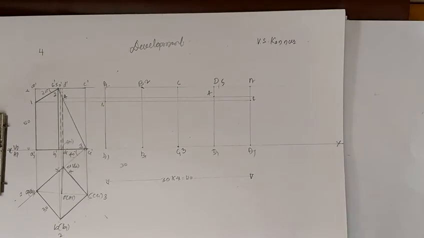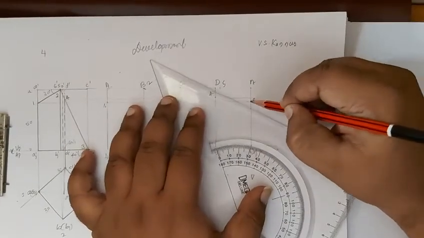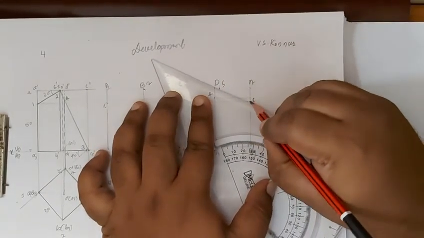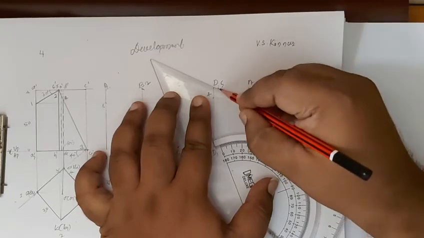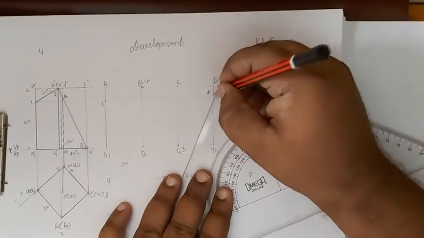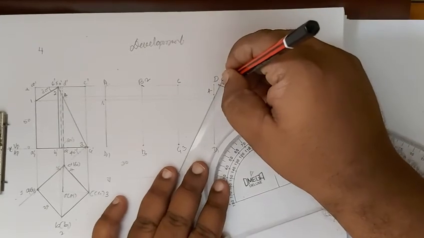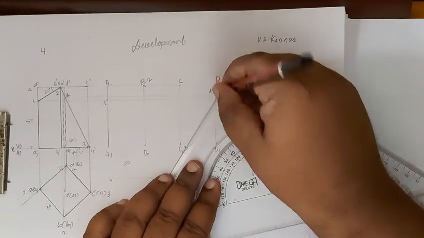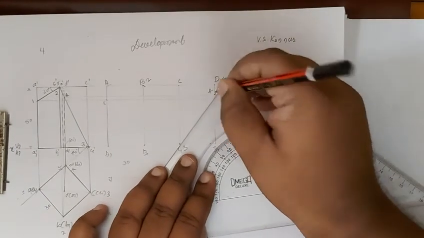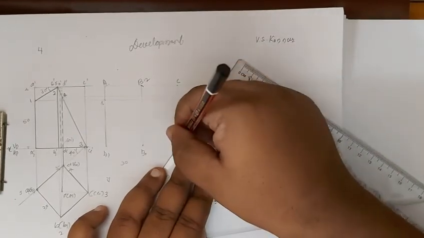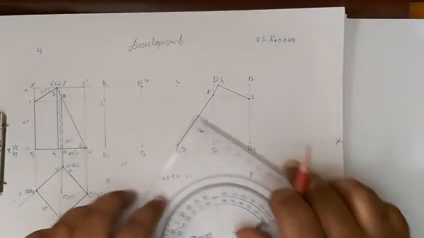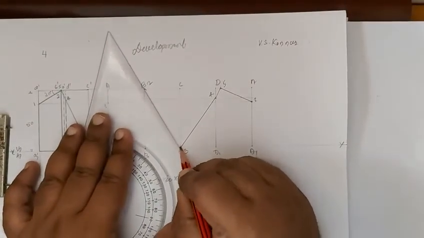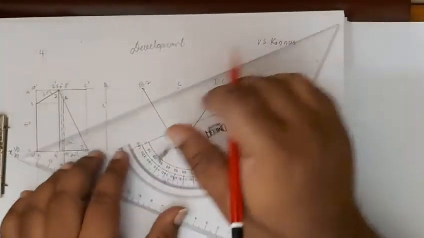Now all the points have been marked. Now I will join the points one by one. Here is the fifth point. So we'll join 1 to 5 first, with a dark line. Then we'll join 4 to 5. Then 4 back to 3. Next 3 to 2. Next 2 to 1.